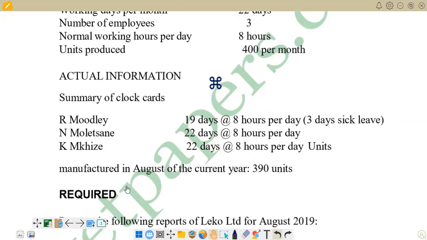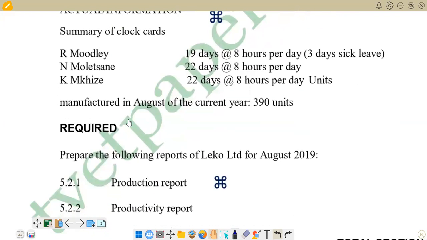Then on the required part, we have to prepare the following reports of LECO Limited for August 2019. On 5.2.1, we've got the production report, and then 5.2.2, we've got the productivity report. So we're going to start with 5.2.1, where we have the production report.